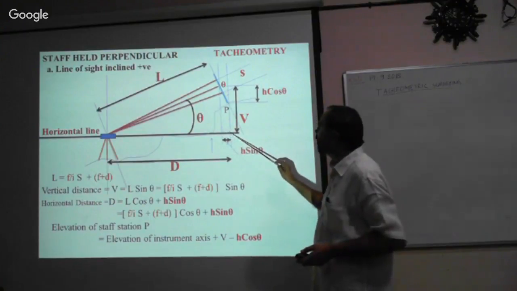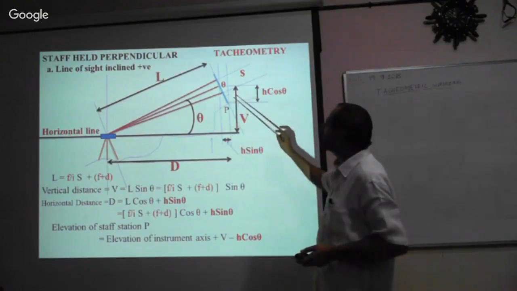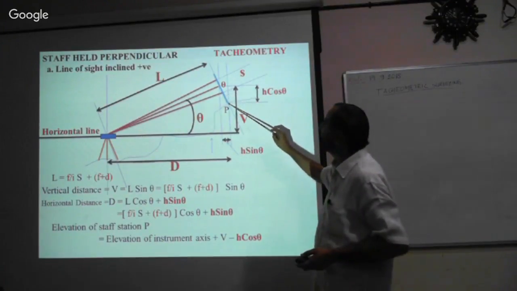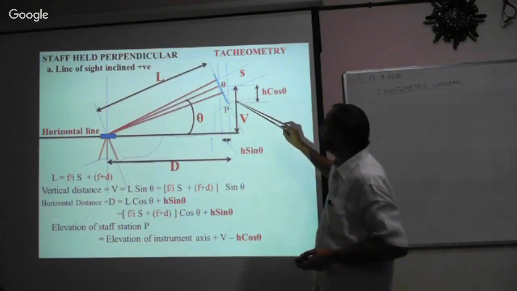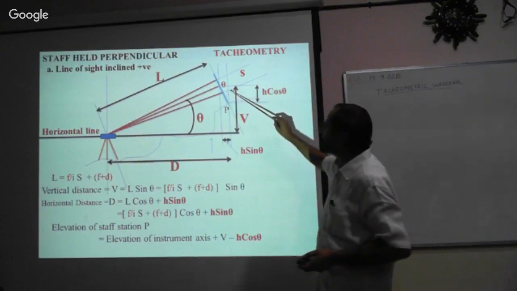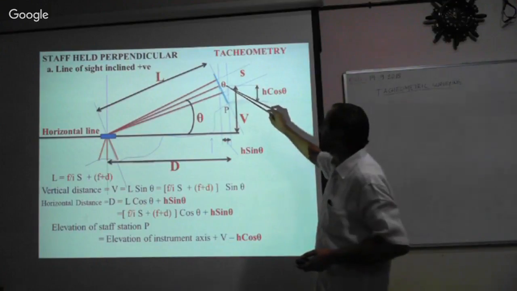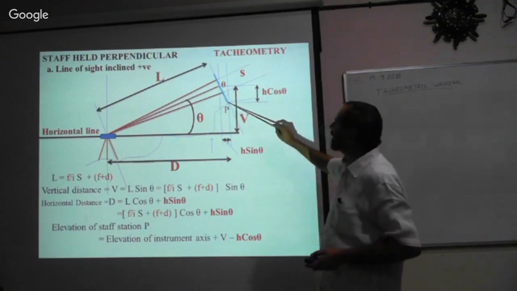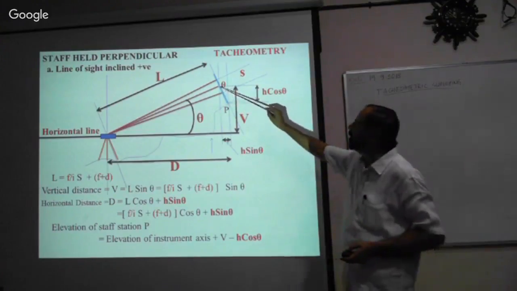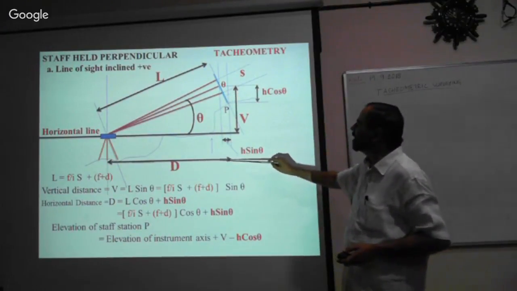Now therefore, we have to handle this distance. Now we have to calculate this distance. To calculate this distance, let us handle this triangle. This is known. Top reading is known. Central reading and theta is known. Now definitely we can calculate this distance, the horizontal distance which is short to find out D. Isn't it?